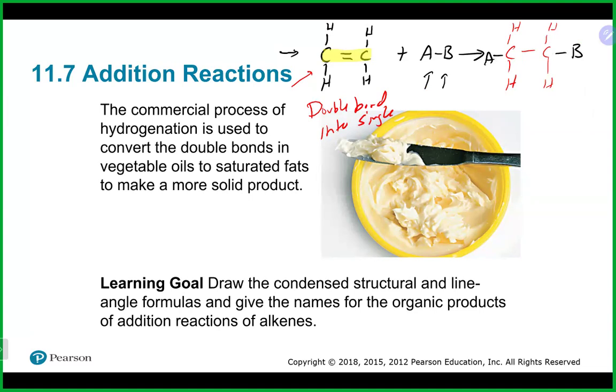So it doesn't matter if there's 400 carbons attached to that thing or not. It's just the double bond that changes. Double bond into a single bond. Add both things into it. Any questions on just the general way that reaction occurs? And that's always the way it occurs in this type of situation.